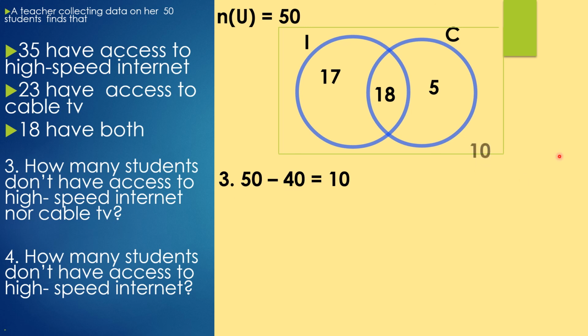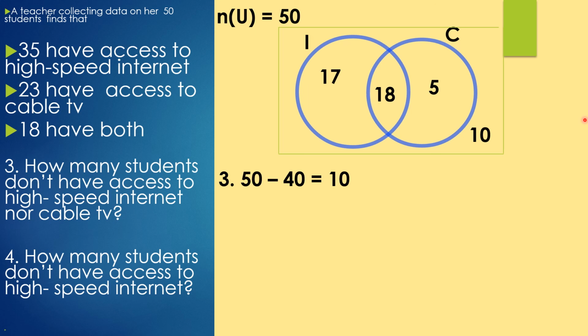So where is that 10? Okay, 10 should be here. It's still in the universal set, but outside set I and set C. So it means there are 10 students who don't have access to high-speed internet and who don't have access to cable TV.